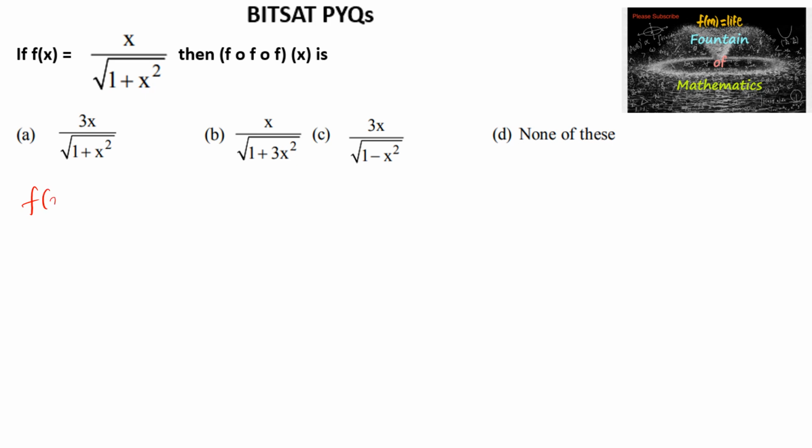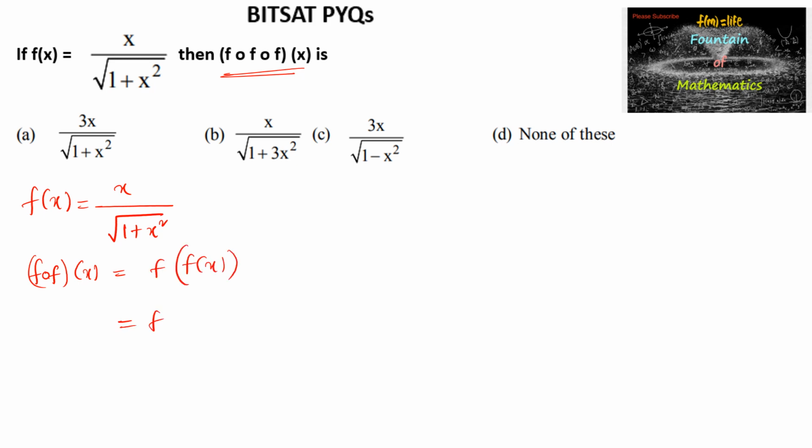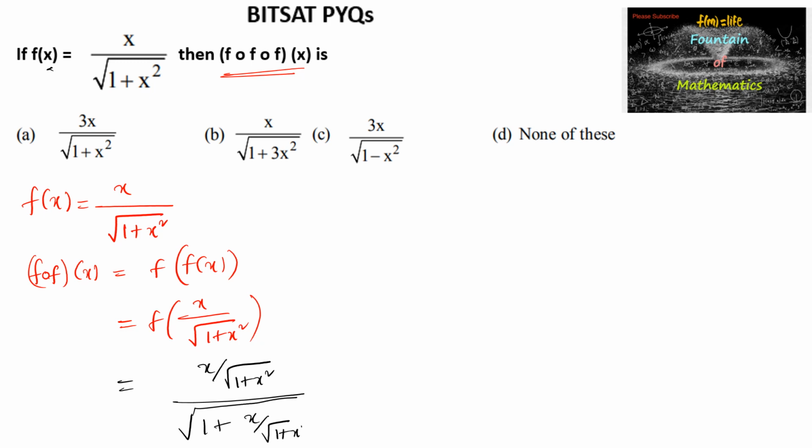If f of x is equal to x upon under root of 1 plus x square, we need to find f circle f of x. So let us consider f circle f of x, which is equal to f of f of x, which is equal to f of x upon root of 1 plus x square. Now we need to replace x with x upon root of 1 plus x square. So we can write x upon root of 1 plus x square divided by under root of 1 plus x upon root of 1 plus x square whole square.